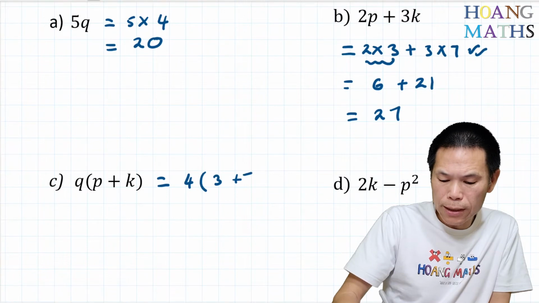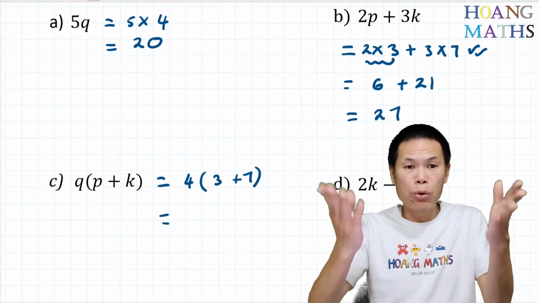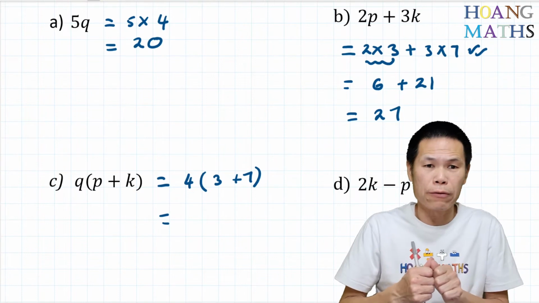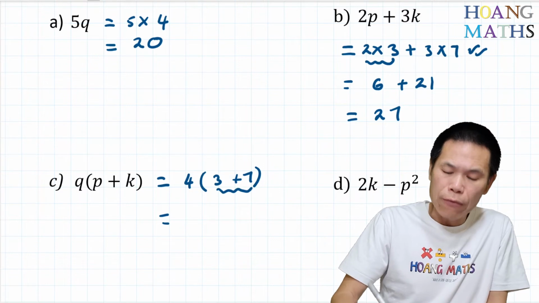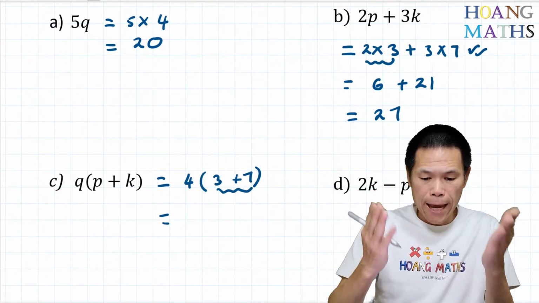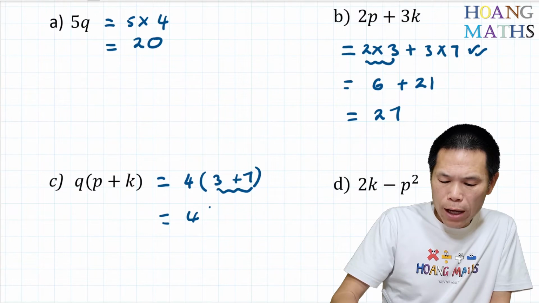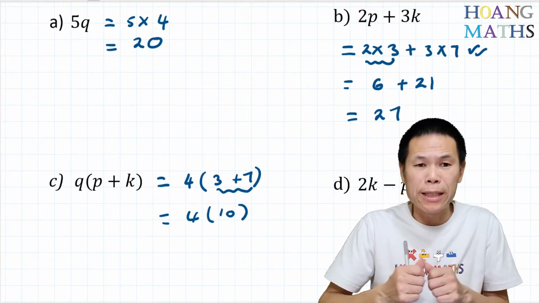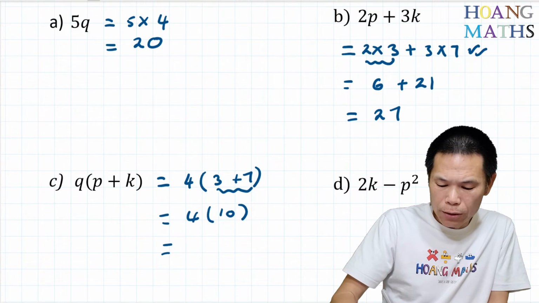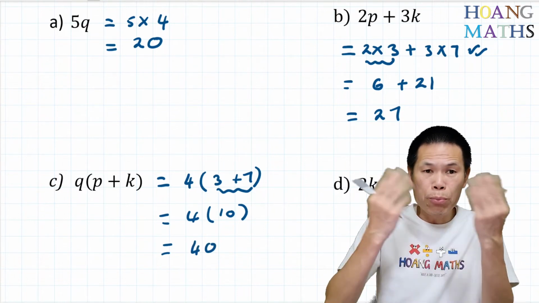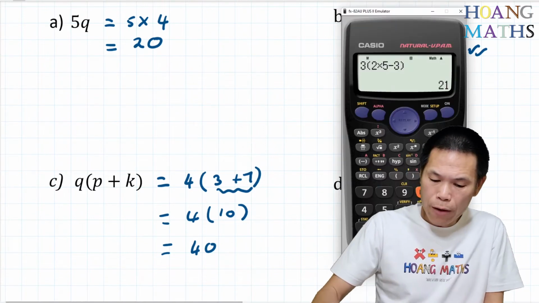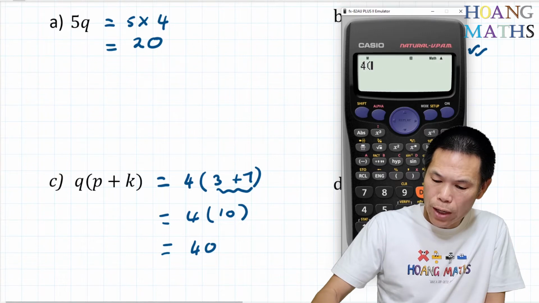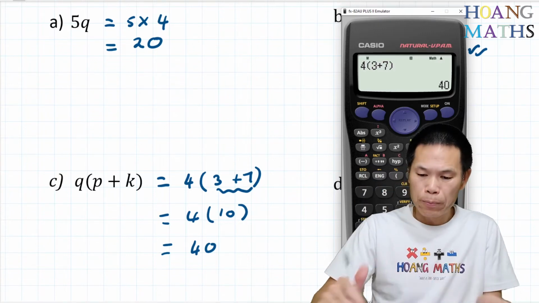So 3 plus 7. Of course, you can just put that on a calculator, but try to do it without a calculator first, okay? Unless you have to, then you use a calculator. So we go inside the bracket first. So 3 plus 7 is 10. So 4 bracket 10 means 4 times 10. So 4 times 10 is 40. So there you go. Now, if you put that on a calculator, you should get exactly the same answer. So let's try it. So we have 4, bracket, 3 plus 7, close bracket. So there you go, 40.